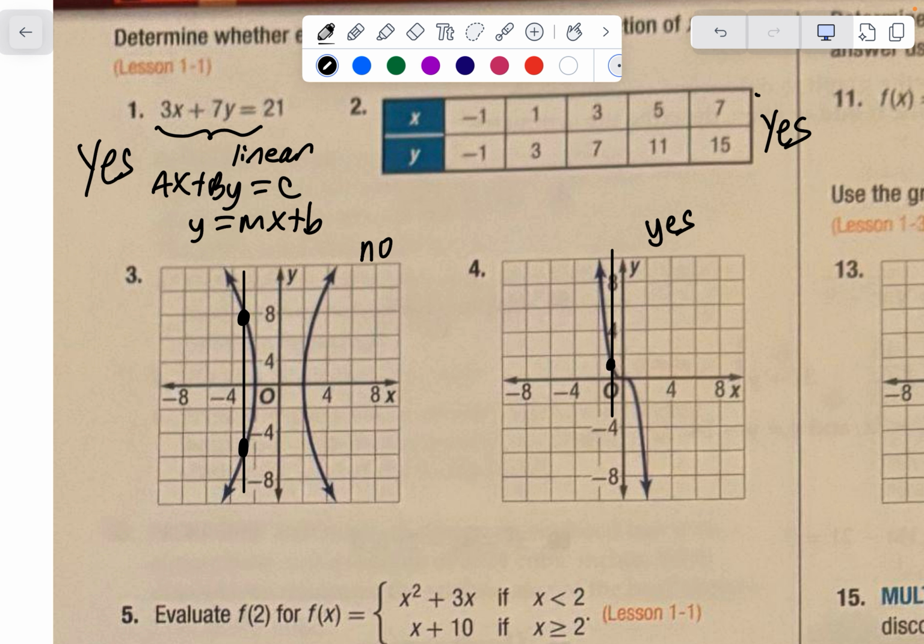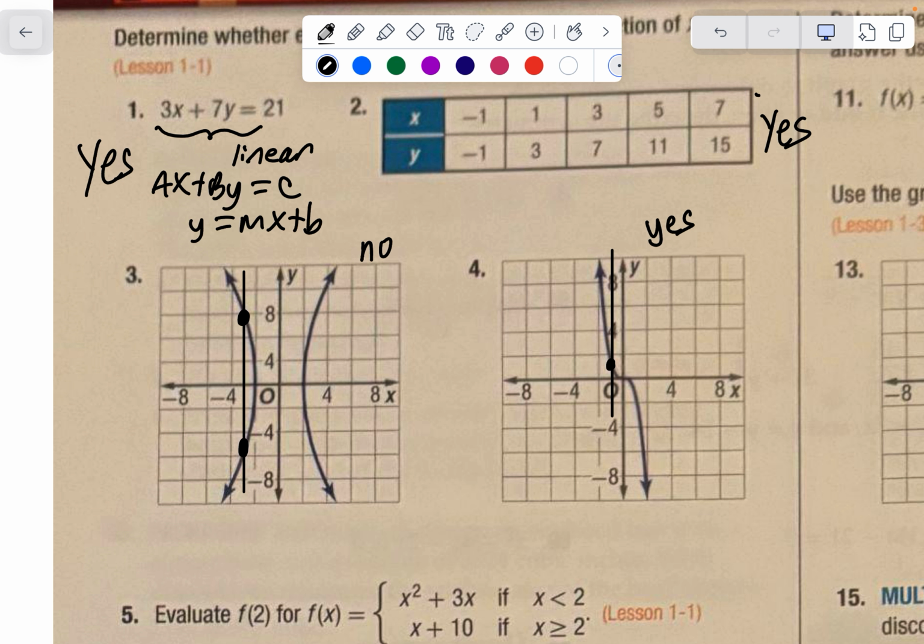Okay, so if you look at the graph, if you find a vertical line that hits it twice, it's not a function. If every vertical line you could possibly think of always just touches it once, then yes, it's a function. Does that make sense for that? Yes. Okay. Everybody good with those?